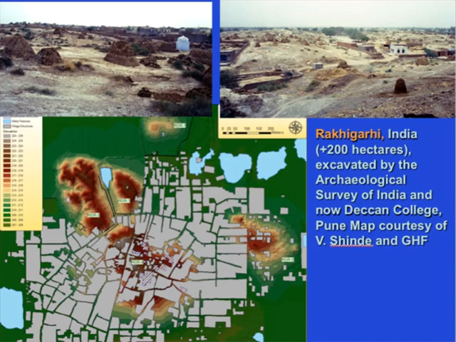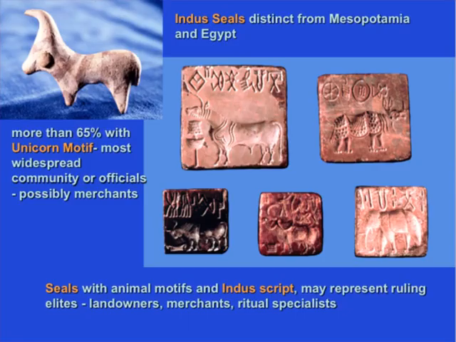Rakhigarhi is also a very important site, which has 2 villages on top of it. It preserves a great deal of information that we need to understand. And these cities will help us fill in some of the gaps that we have in our knowledge of the Indus Civilization.